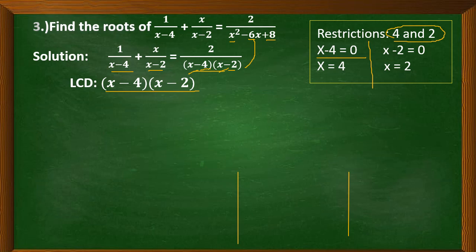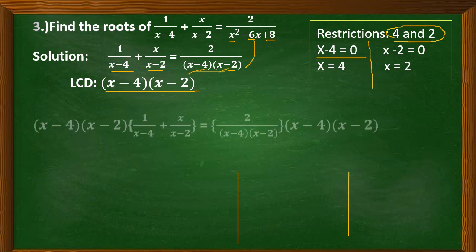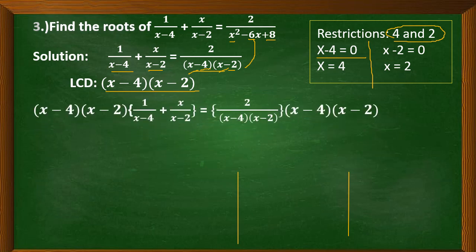Now let's multiply both sides of the equation by the least common denominator. So we have here, now we have to multiply quantity of x minus 4 times quantity of x minus 2 multiplied by 1 over x minus 4. Once we multiply that, we can divide common factors.